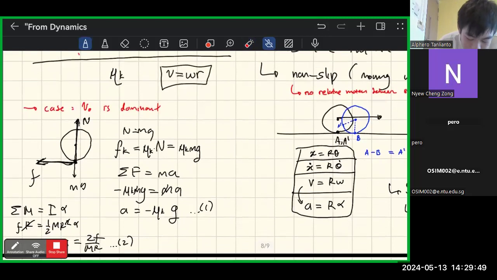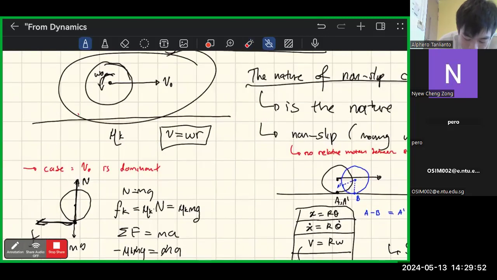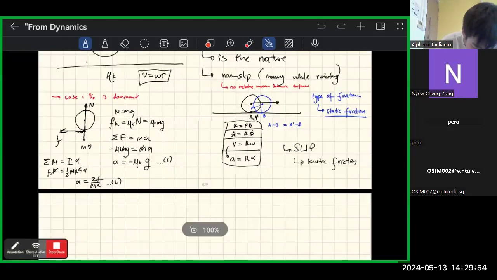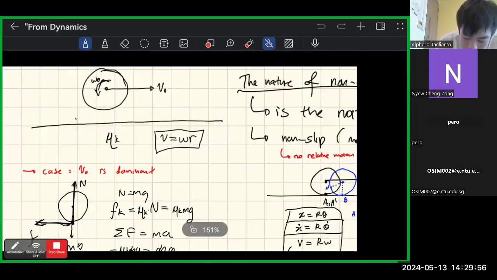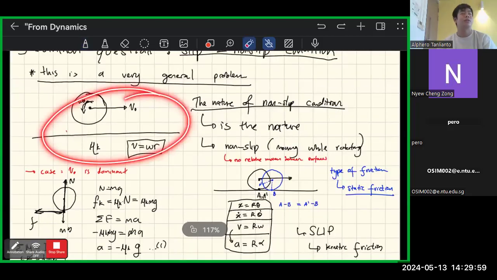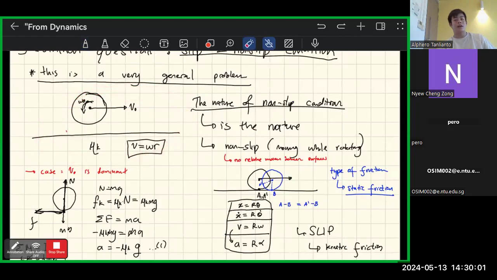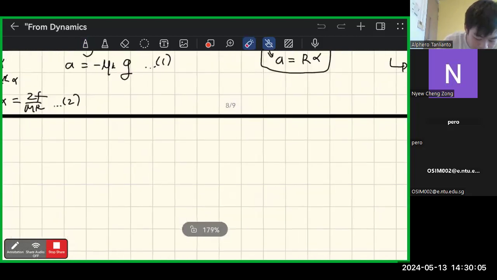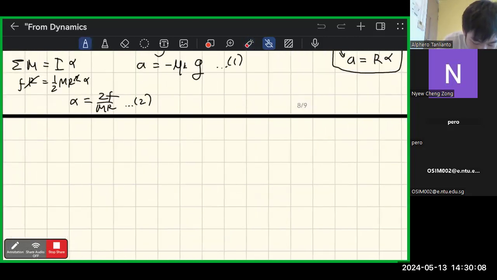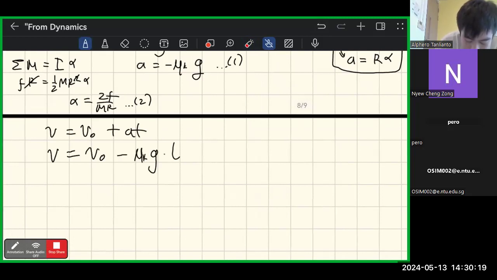So with this initial condition, we'll have V naught. This is the basic kinematics that I was telling you, that I made the video on as the first video. This is a simple equation. So V equals V naught plus at. V equals V naught, the a is minus mu k g times t. This is our third equation.